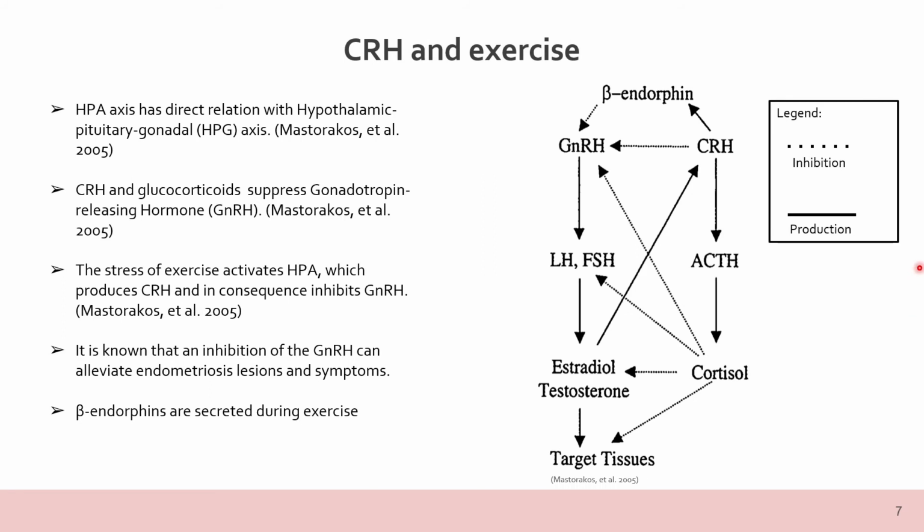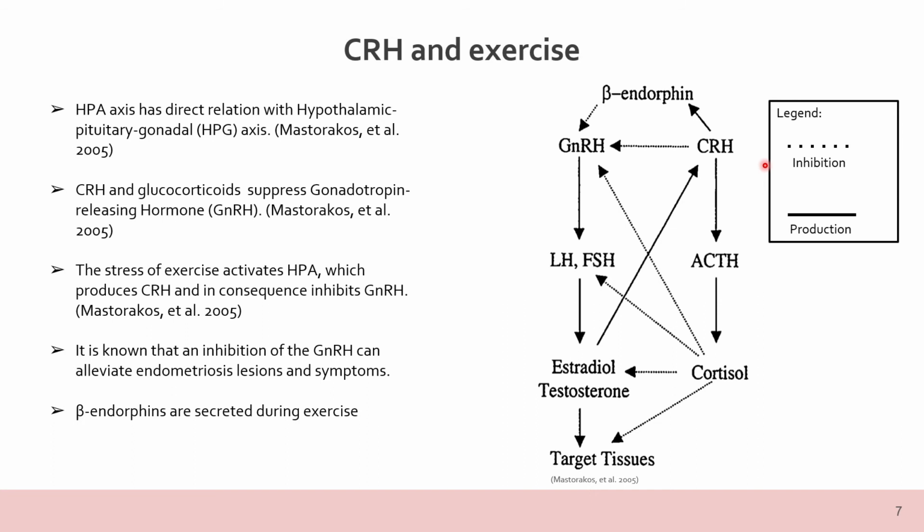Exercise is known for its beneficial effects in endometriosis and in many other conditions. To understand more about this, let's look at the diagram on the right. The HPA axis has a direct relation with the hypothalamic pituitary gonadal, or HPG, axis. CRH and glucocorticoids from the HPA suppress gonadotropin-releasing hormone from the HPG. The stress of exercise activates the HPA axis, which produces CRH and in consequence inhibits gonadotropin-releasing hormone. It is known that an inhibition of the gonadotropin-releasing hormone can alleviate endometriosis lesions and symptoms.